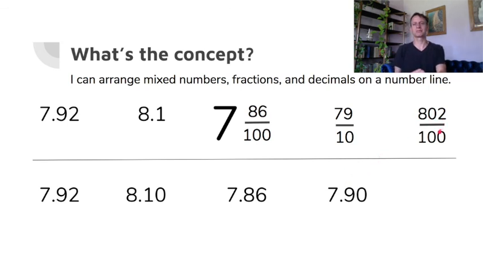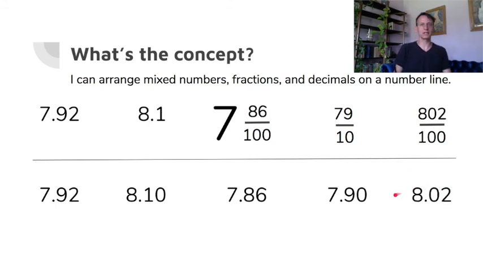802 hundredths. That might look a little daunting, but it's not so bad because it's the same logic as we just did here. 800 hundredths is equal to the whole number 8, which leaves 2 hundredths. 8 and 2 hundredths in decimal form would be written as 8.02. 8 and 2 hundredths.